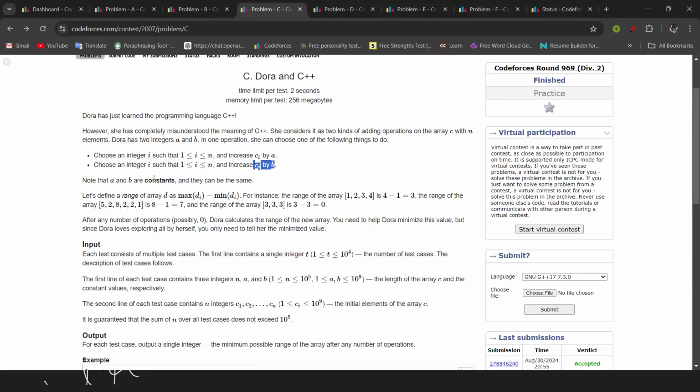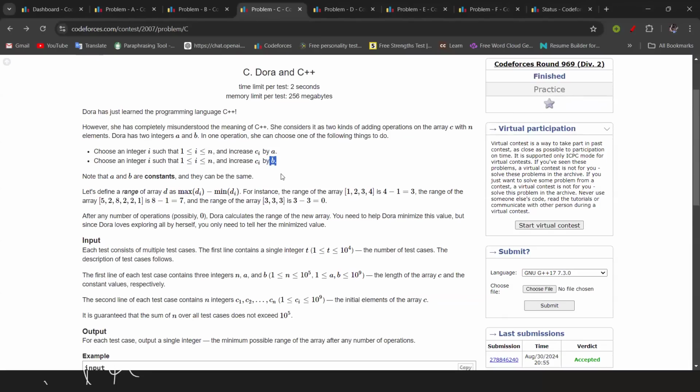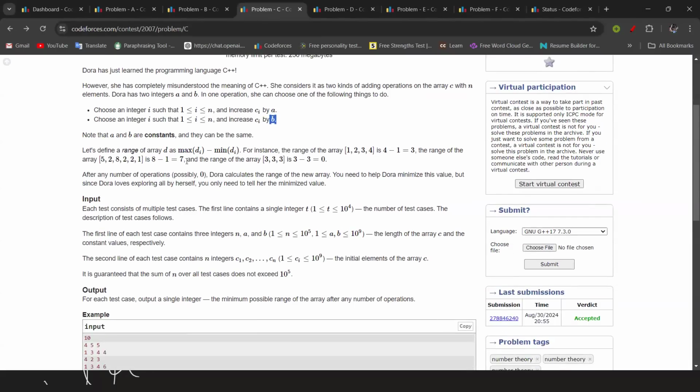These are the two operations that you can perform. Either increase it by A or increase it by B, which you can do in a single operation. Now A and B are constants that you are given beforehand. Let's define the range of array D as max of Di minus min of Di.